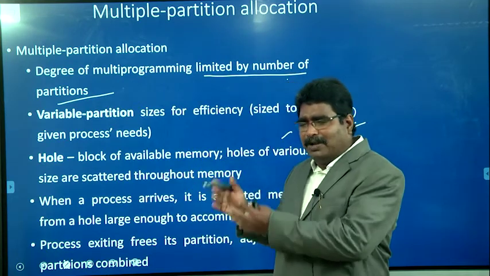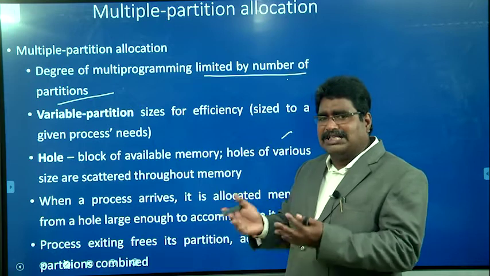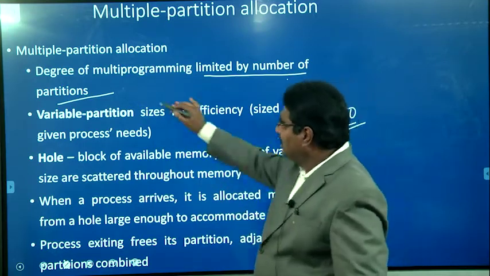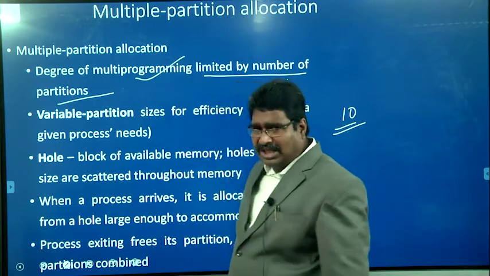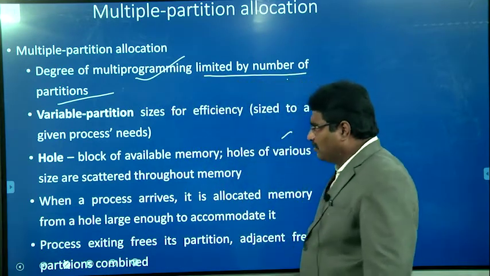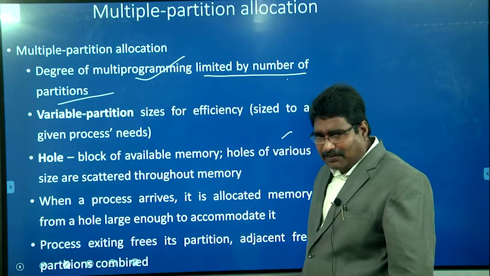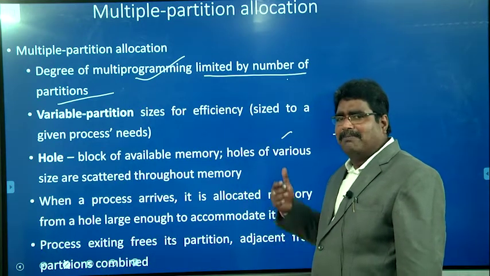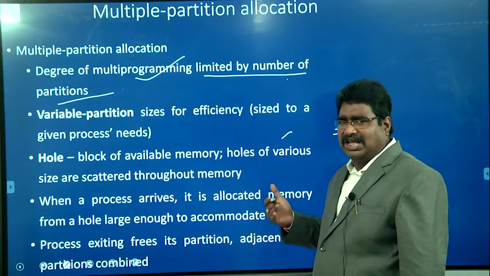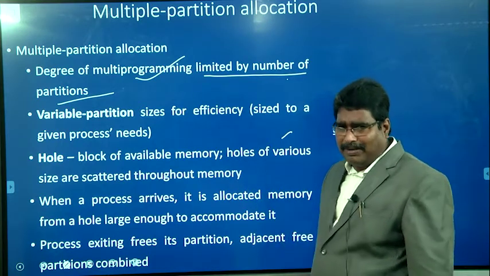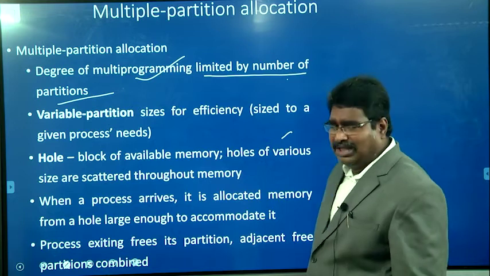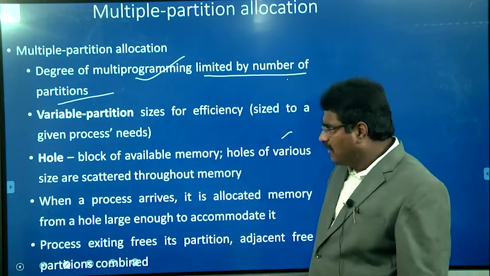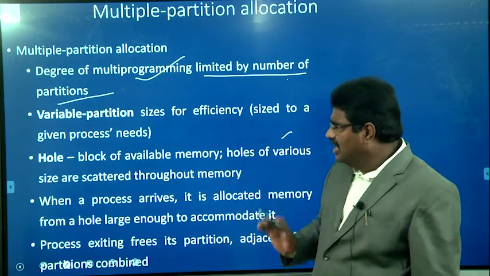For example, the number of partitions is 10. At maximum we are allowed to load 10 processes into the primary memory. Then the degree of multiprogramming is equal to 10 only. I hope you are able to understand what the degree of multiprogramming is. That is, at any instant of time, the maximum number of processes allowed to load into the primary memory. It simply depends on the number of partitions available in the user space.